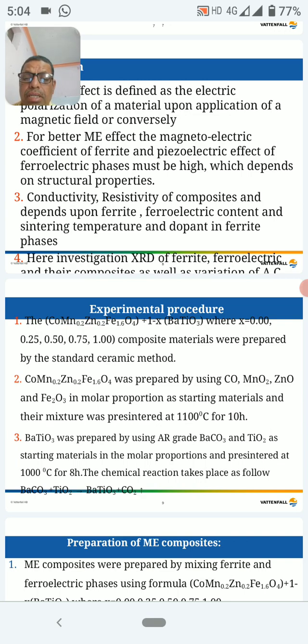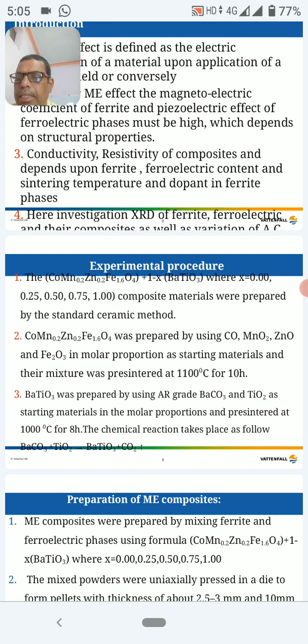And polycrystalline barium titanate is prepared from analytical grade barium carbonate and titanium oxide as starting materials in their molar proportion, and the sintering temperature is 1000 degrees Celsius. They are heated for 8 hours, and then there is a formation of barium titanate, and carbon dioxide is produced, and that carbon dioxide is evaporated into the atmosphere.